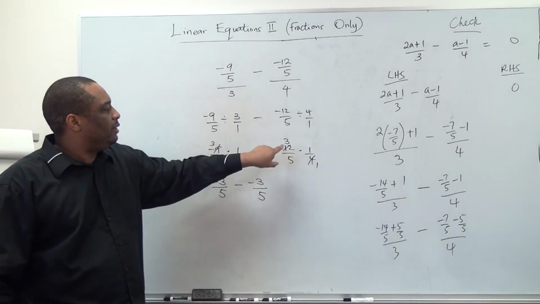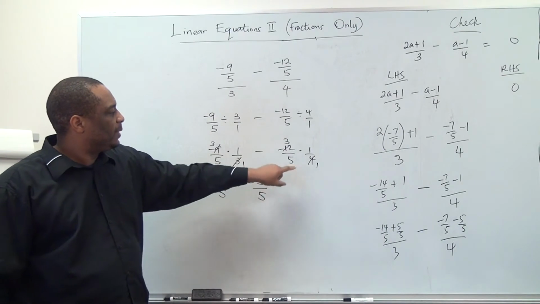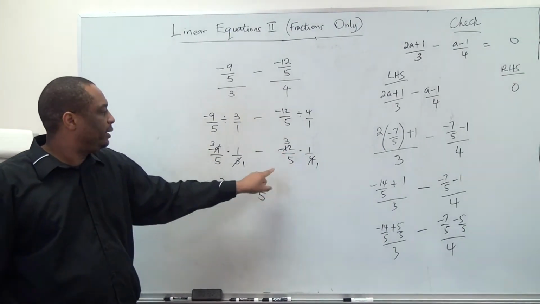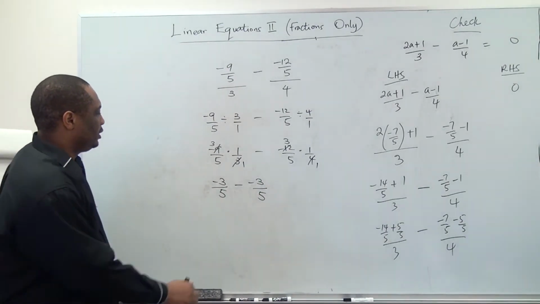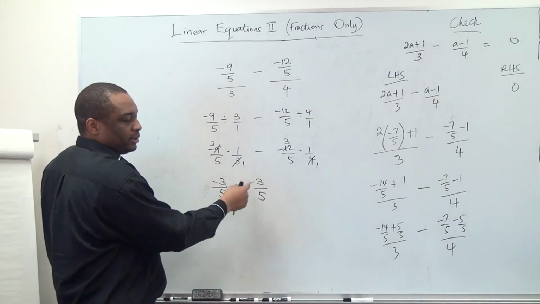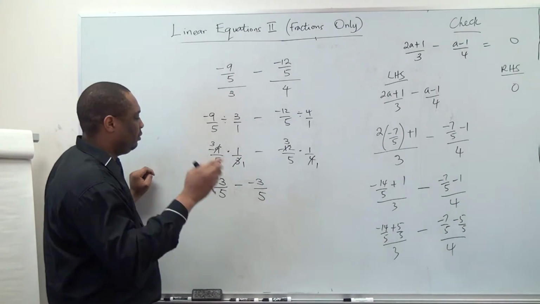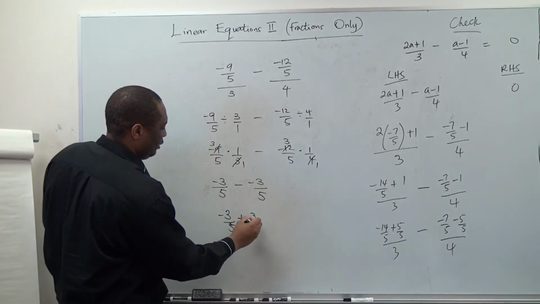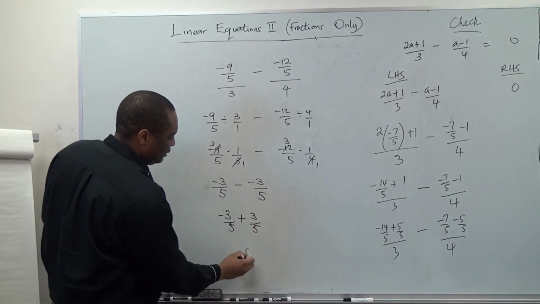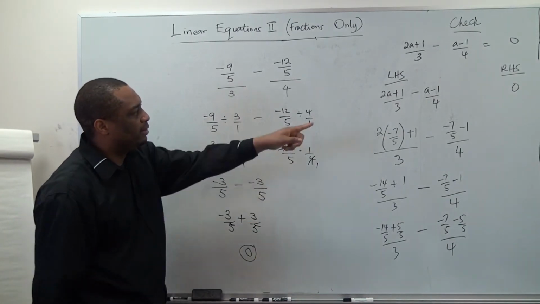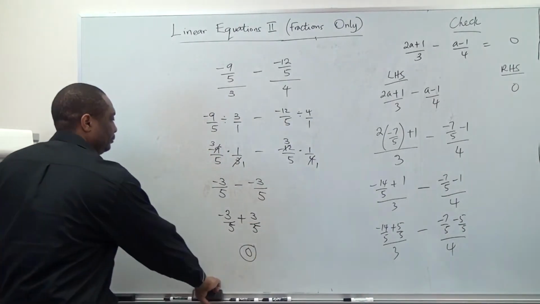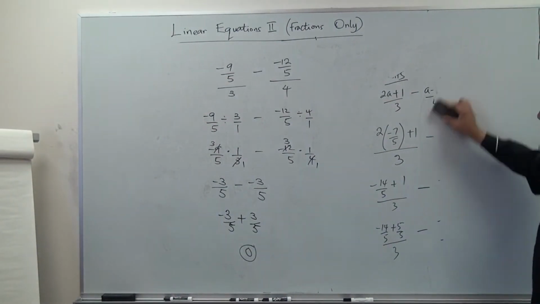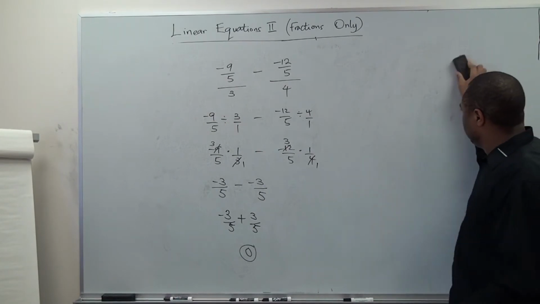4 divide negative 12 gives you negative 3. 4 divide 4 is 1. Negative 3 times 1 is negative 3. 5 times 1 is 5. So when you see two negatives, two signs close together, make it one sign. This is negative 3 over 5 plus 3 over 5. And that gives you 0. 0 on the left, 0 on the right. You're good. 0 on the left, 0 on the right. You drink soda. You're good.